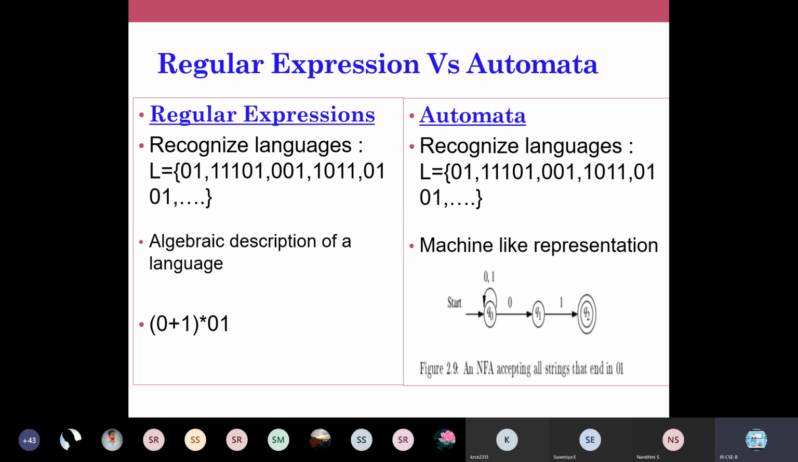So if I'm able to construct an automata for any particular language, then I will be able to construct an equivalent regular expression for that language. Both are equivalent notations. Regular expressions and automata are equivalent notations. One can be converted into another. If I have a regular expression, I can construct an automata. If I have an automata, I can construct a regular expression. That is the relation between these two terms.